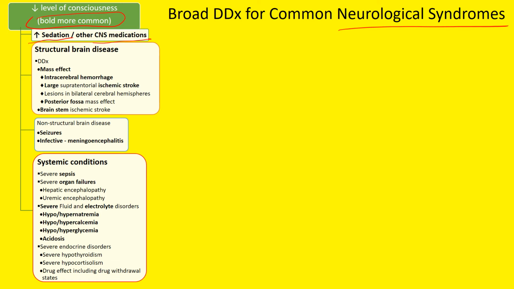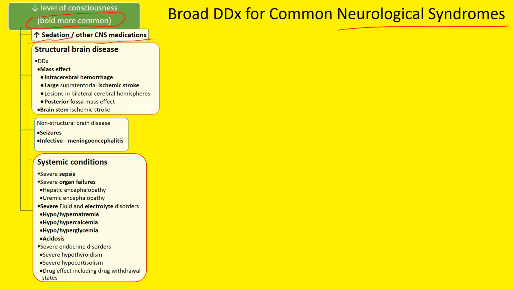Then you talk of structural brain disease versus non-structural brain disease. These are the two broad things. And then the other broad thing is systemic. So non-CNS, so CNS versus non-CNS, and under CNS you talk of structural versus non-structural. Okay, so let's talk of the CNS causes.